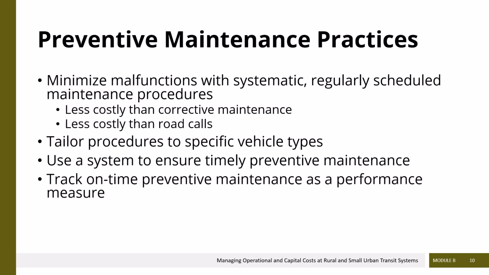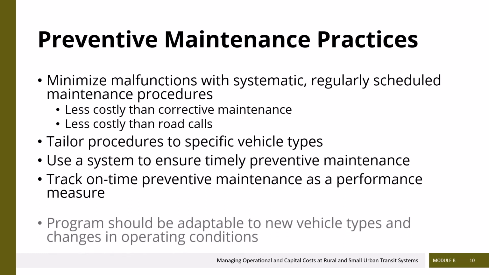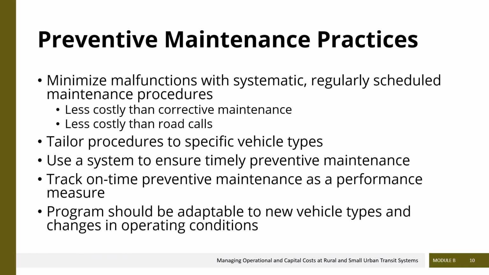Another key piece of doing preventative maintenance is tracking your performance, what's known as on-time preventative maintenance or PM on-time performance. That can be a useful performance measure because it calculates what percent of all of my preventative maintenance activities are done on time. On time is usually defined as some sort of window. It's either a mileage-based window or a time-based window, depending on the preventative maintenance activity. And finally, your preventative maintenance program should be adaptable to new vehicle types and changes in operating conditions.